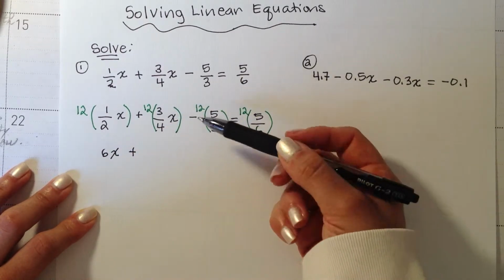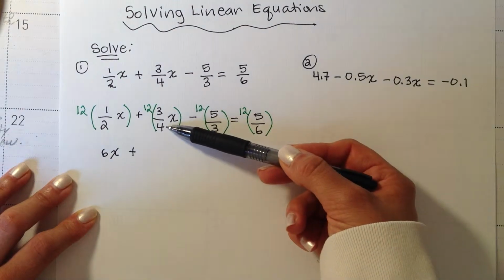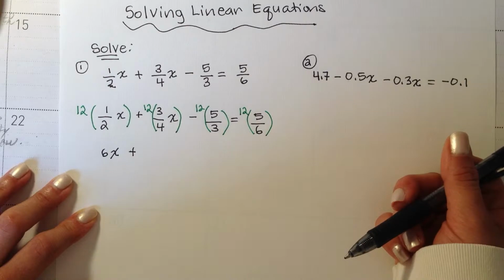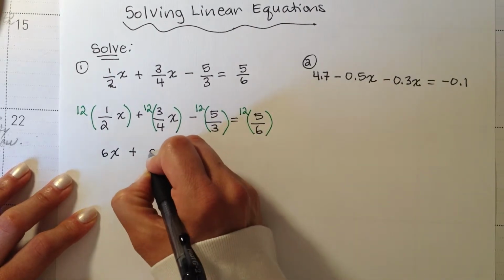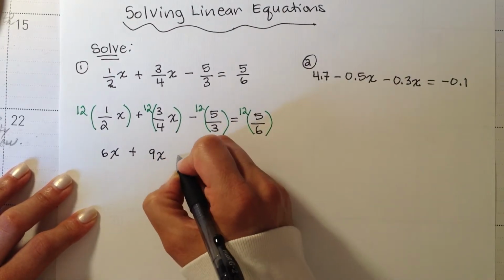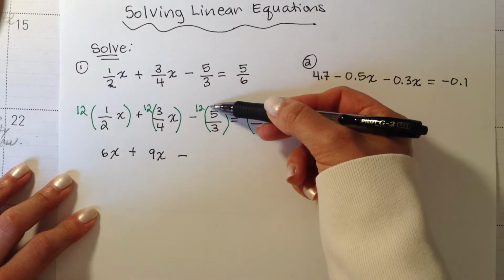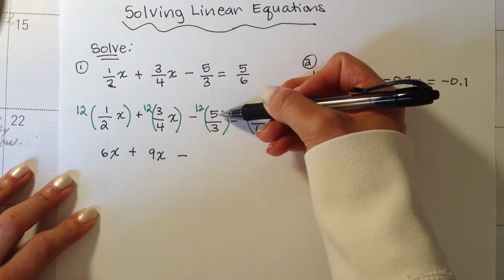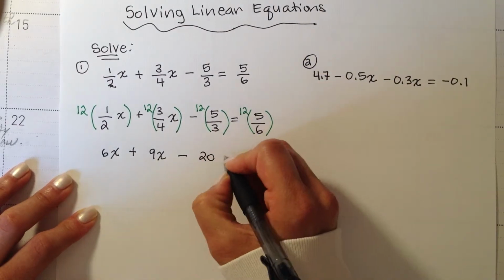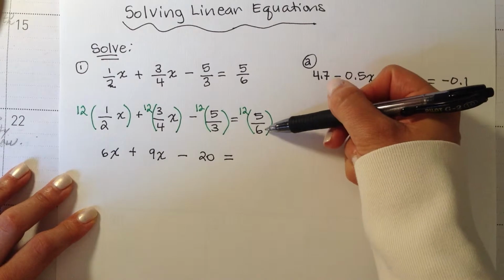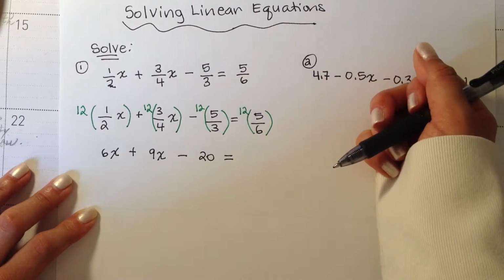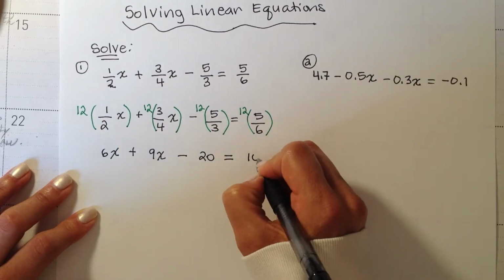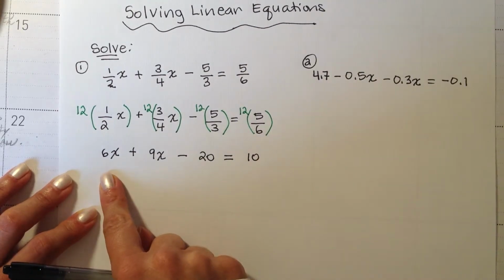Plus, same idea for the second part. 4 divides into 12 3 times. 3 times 3 gives us 9x. Minus, 3 divides 12 4 times. 4 times 5 is 20. And then 6 divides 12 2 times. 2 times 5 gives us 10. The resulting equation contains no fractions.